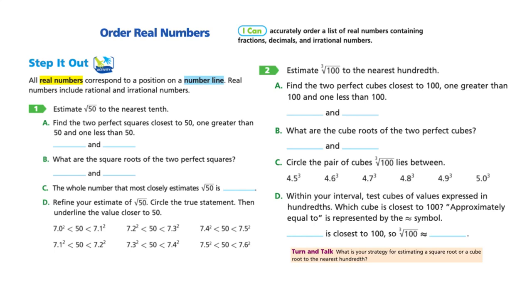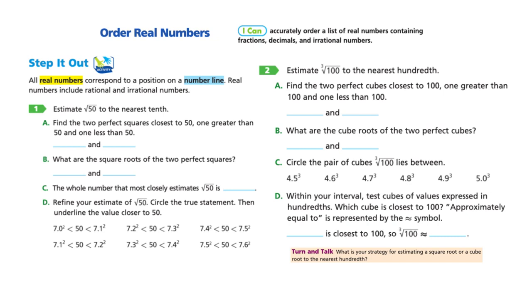Hi, 8th grade. This is lesson 3 of module 10, order real numbers. And the I can statement says, I can accurately order a list of real numbers containing fractions, decimals, and irrational numbers. So there's no spark your learning or build understanding in this, so we'll get started with the step it out.